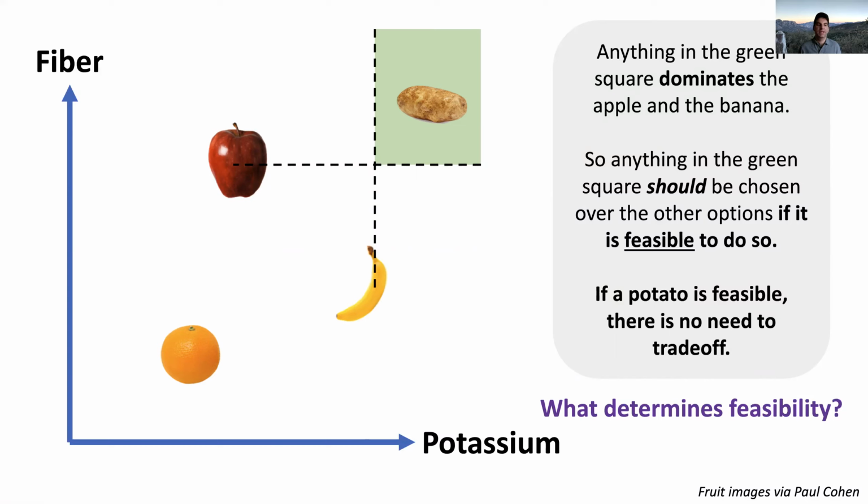All right, so if we're thinking about this banana and apple example, if I draw a horizontal line out from the apple, anything above that line is better in fiber than both options, the apple and the banana, because we know the apple's got more fiber than the banana. So anything that has more fiber than the apple is going to have more fiber than the banana. Likewise, if I draw this vertical line out from the banana, anything to the right of that line is going to have more potassium than both.